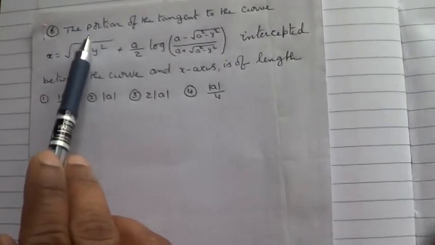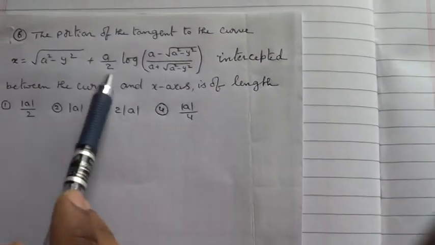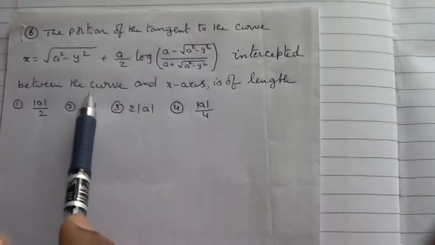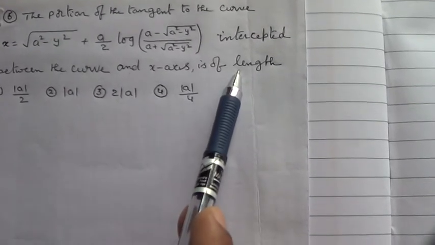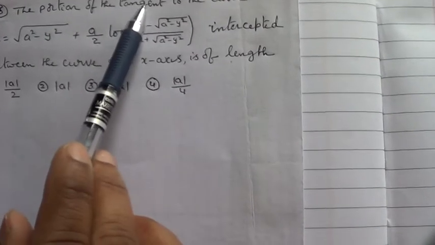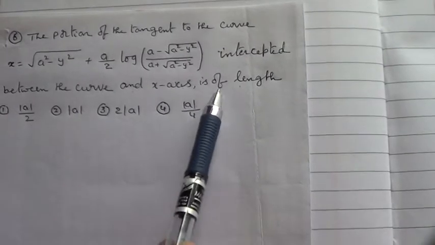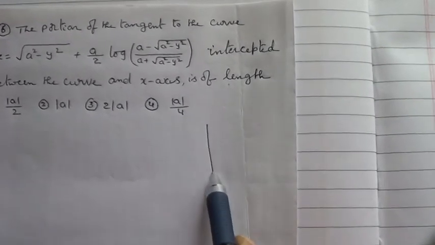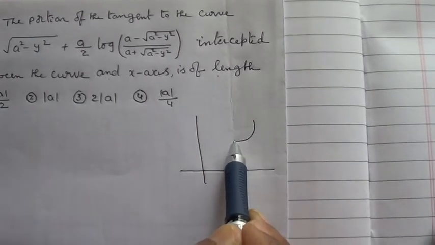So just check, this is question number 5. The portion of the tangent to the curve, this is the curve equation given, intercepted between the curve and x-axis is of length what? The portion of the tangent intercepted between the curve and x-axis. I hope everyone understood what he is asking. He is asking the length of the tangent, right?